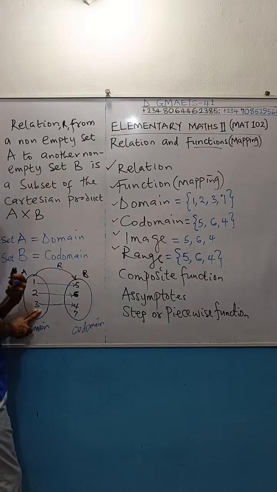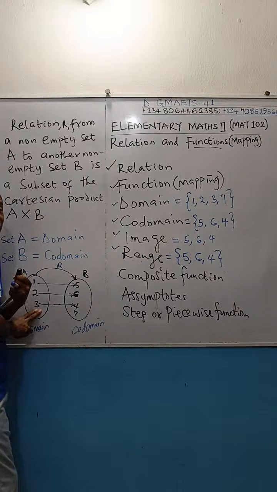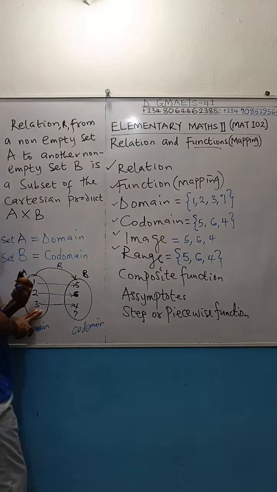Why? Because whenever you are talking about image, image must be an element in the codomain that is produced by an element in the domain. Image must be an element produced by an element in the domain, which means you cannot have an element in the codomain just like that without being produced by an element in the domain, and you call that thing an image. It's not possible.